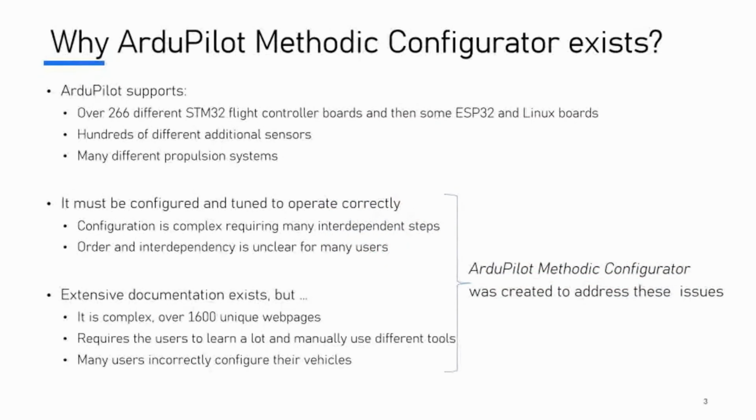So why does it exist in the first place? ArduPilot is very flexible, as you all know, and it supports right now 266 different ArduPilot boards. I'm not talking about AP_Periph, where it goes up to 300, but ArduPilot boards alone, 266. Hundreds of different sensors and all the flexibility that we all know it has. So in order to work properly, of course, all of these parameters need to be correctly configured and tuned. The flexibility is there, but you have to know how to use it.